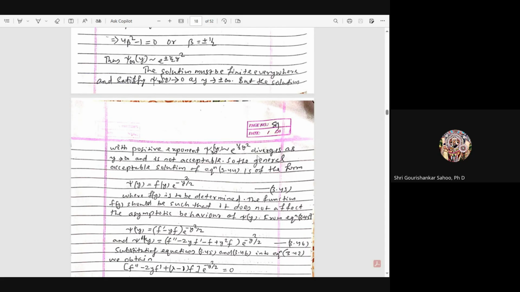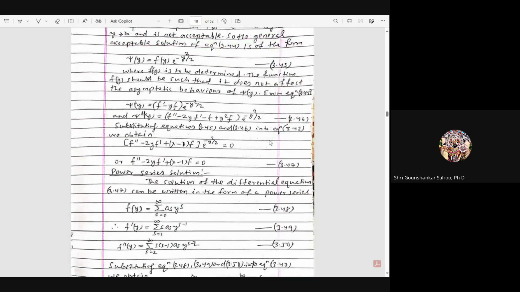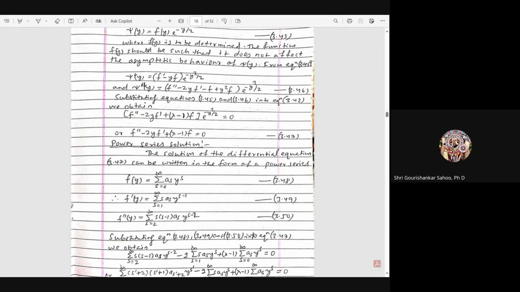So let us write the equation. Psi dash is equal to f dash minus y f, the whole multiplied by e to the power minus y square by 2, is equal to 0. You can simplify it and write f double dash minus 2y f dash plus lambda minus 1 f is equal to 0, because e to the power minus y square by 2 is non-zero.